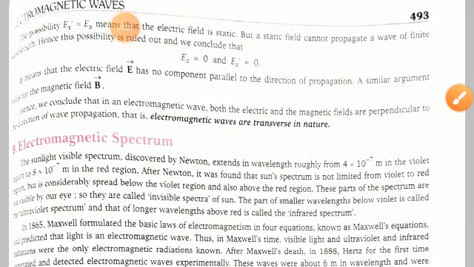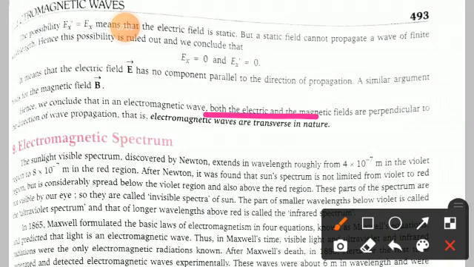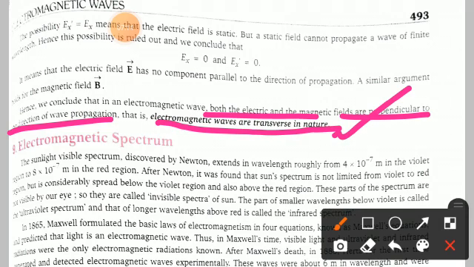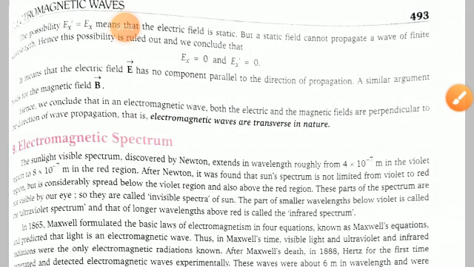Hence we conclude that in electromagnetic waves both the electric and magnetic fields are perpendicular to the direction of wave propagation, that is, electromagnetic waves are transverse in nature. This is the important one. I hope you understand it.